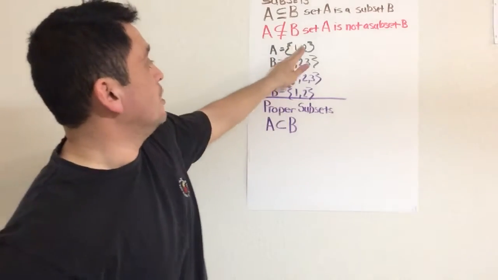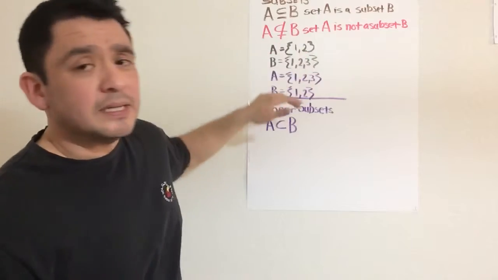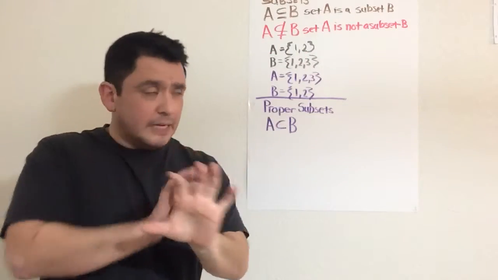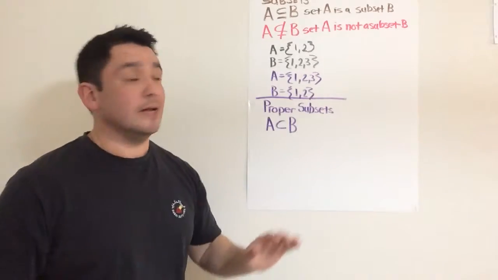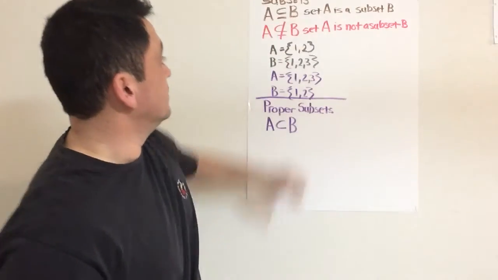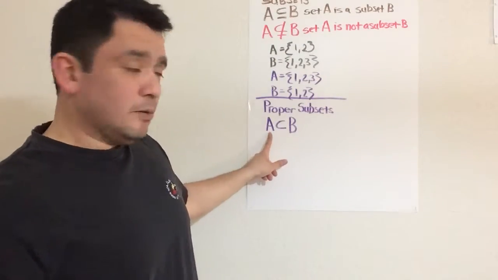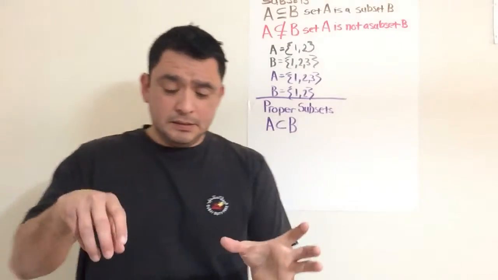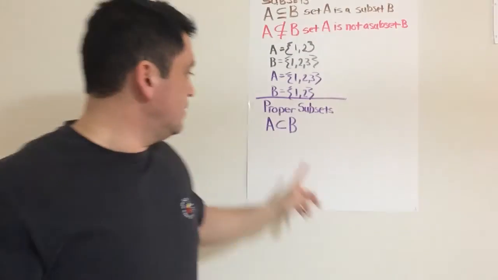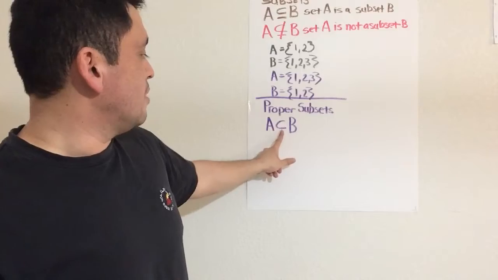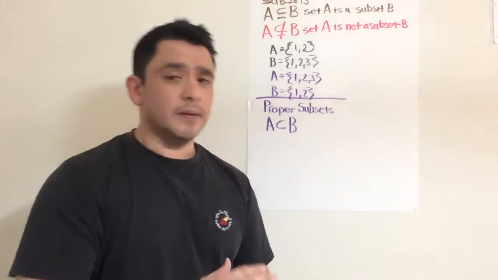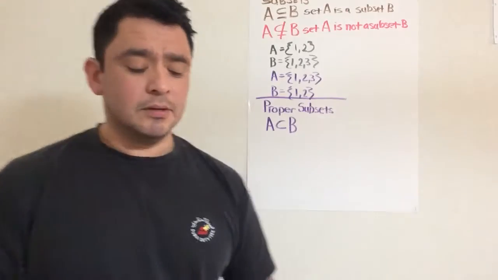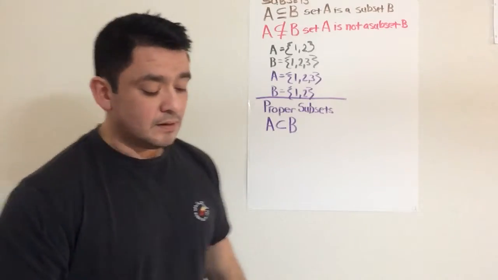Now, if this was 1, 2, 3, it would still be a subset. A is always a subset of B, but they would be equal. So it's not a proper subset, it's just a subset. A is a subset of B. But like with the pots, because A was a proper subset, that's how you write it. A is a proper subset of B. Now, is that making sense? I hope so. Now we're going to the empty set.